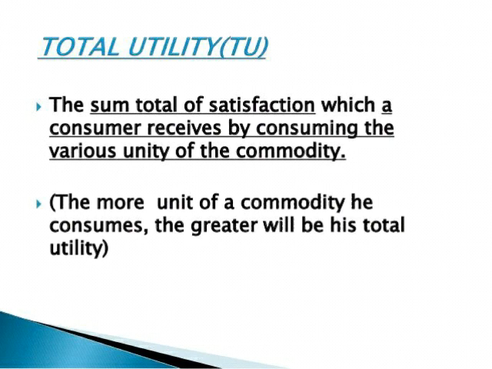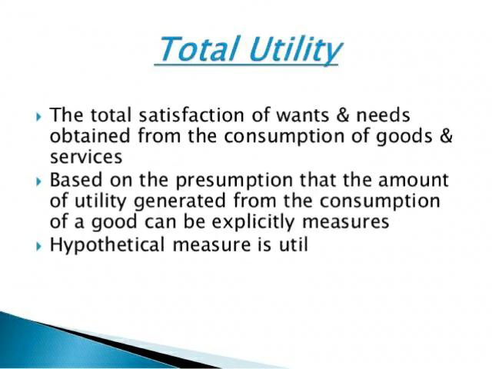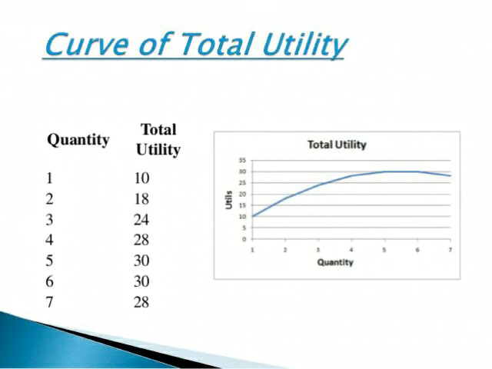Now total utility, again I'm telling you, is the total satisfaction which a consumer receives by consuming the various units of goods. The more units of a commodity he consumes, the greater will be his total utility, because the marginal utility will be added. Now let's explain total utility more. It is the total satisfaction of one's need obtained from the consumption of goods and services, based on the pre-assumption that the amount of utility generated for the consumer goods is increasing. Now you can see the curve.